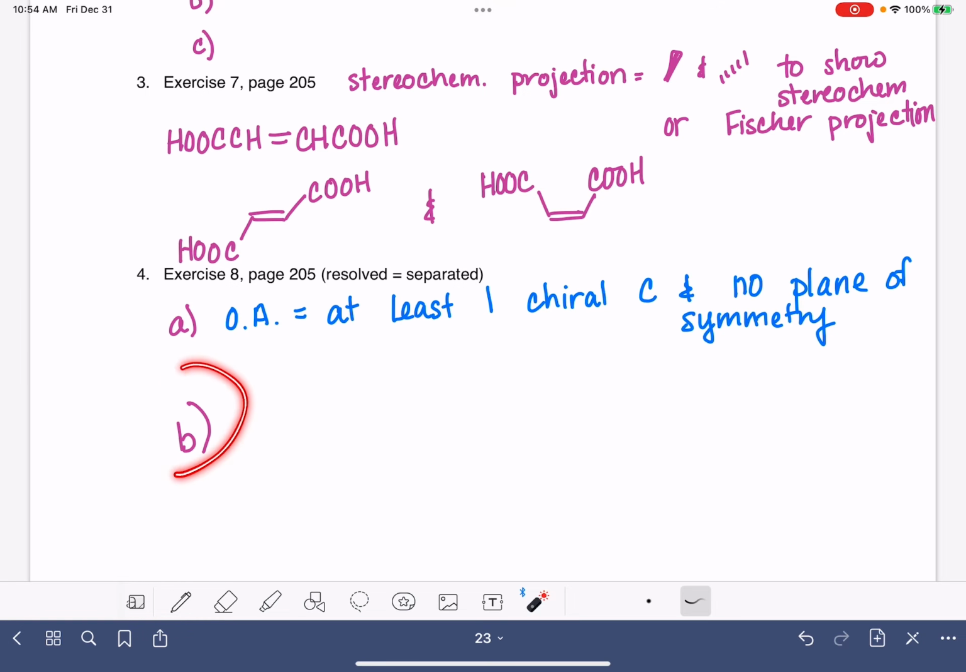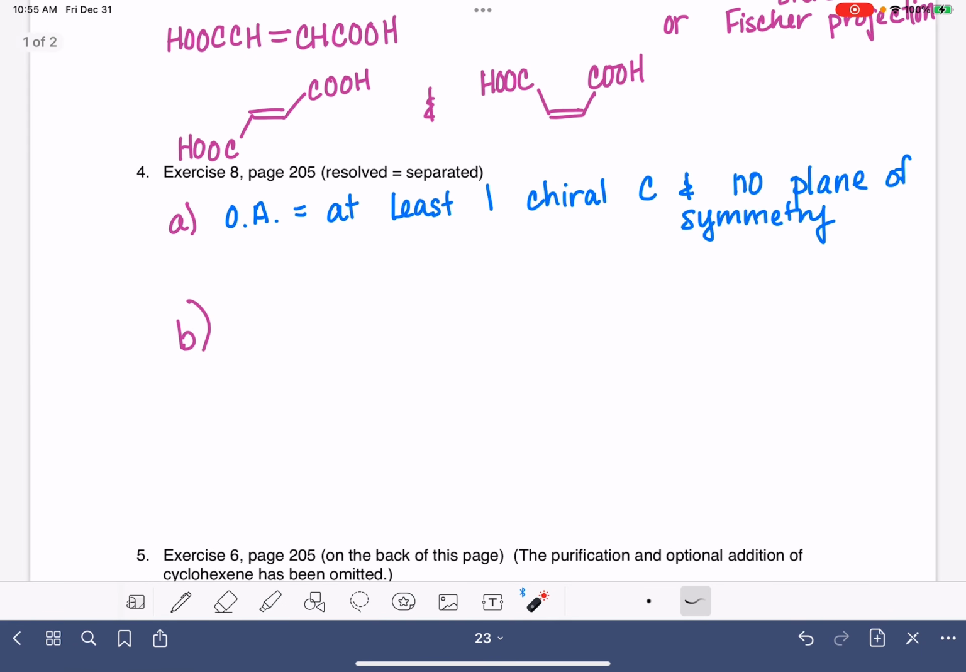And then for part B of this same question, it's asking you the same thing, but for the bromination of fumaric acid, which is one of the things you sketched out in question number 3. Same thing. If it's optically active, could you separate it into separate enantiomers? And of course, first of all, it would have to be optically active, and second of all, there'd have to be at least 2 things in order for you to separate them.